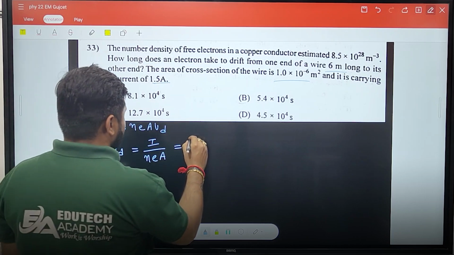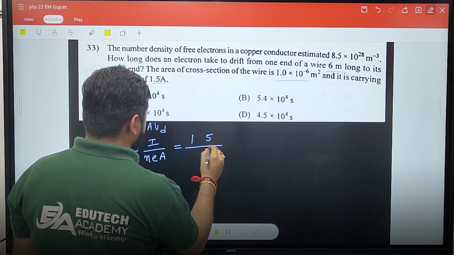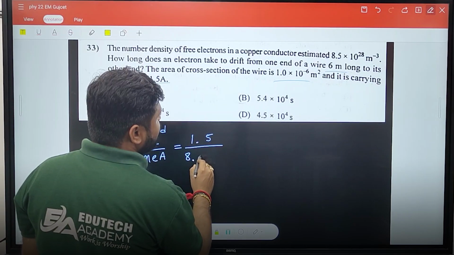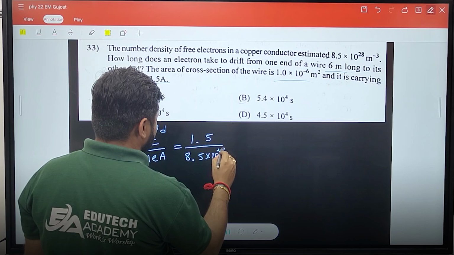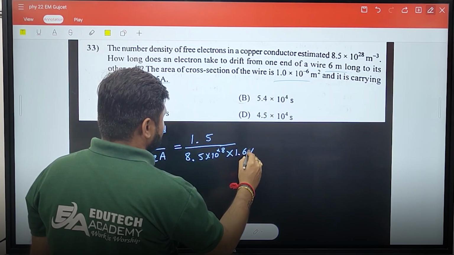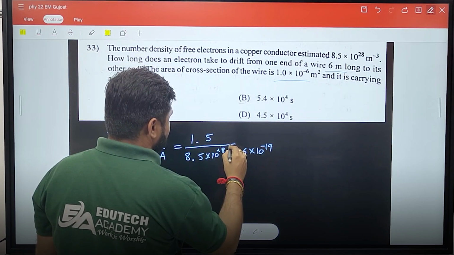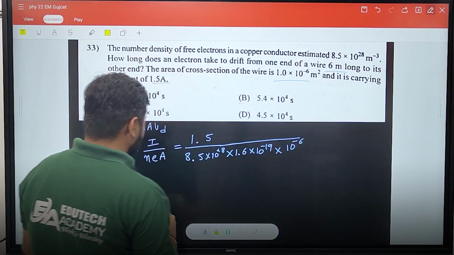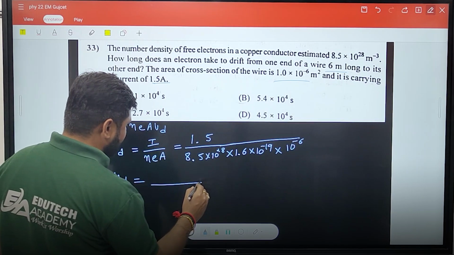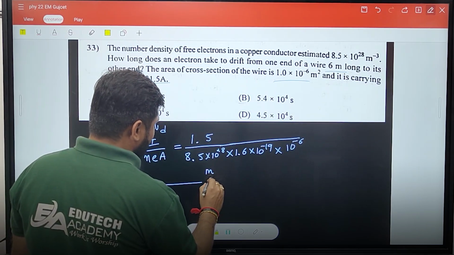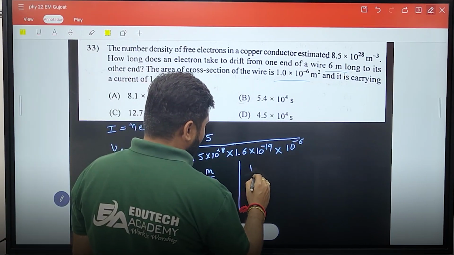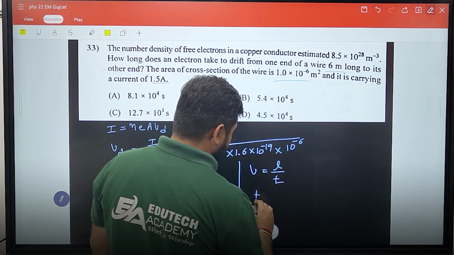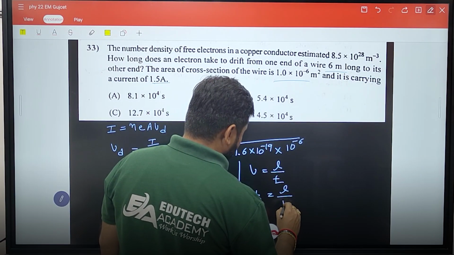Place all the values, that is 1.5, N that is 8.5 into 10 raised to 28, E 1.6 into 10 raised to minus 19, and area that is 10 raised to minus 6. Now when you solve this, you will have the answer of drift velocity in meter per second. Then what is the general formula of velocity? That is distance traveled divided by time. We are asked to find out time. So time is equal to distance traveled by velocity.